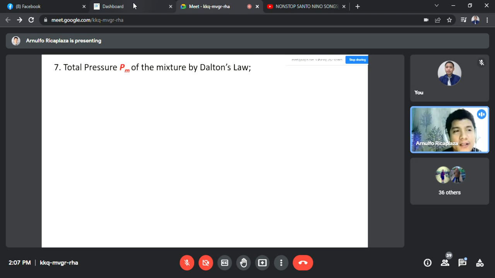Okay, for the next, we have the total pressure of the mixture using Dalton's law. As you can see, it is the same as Amagat's law, you just add each one.